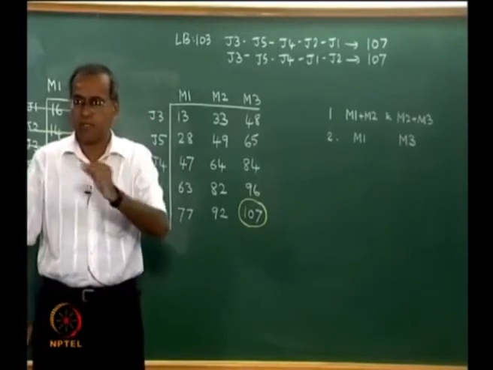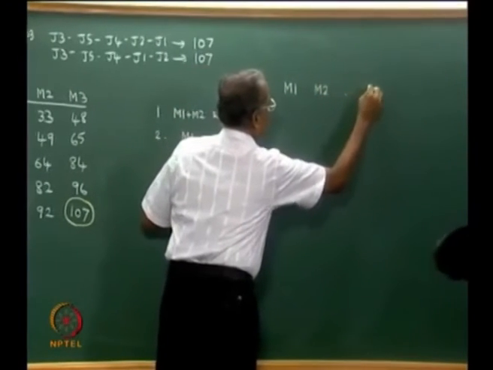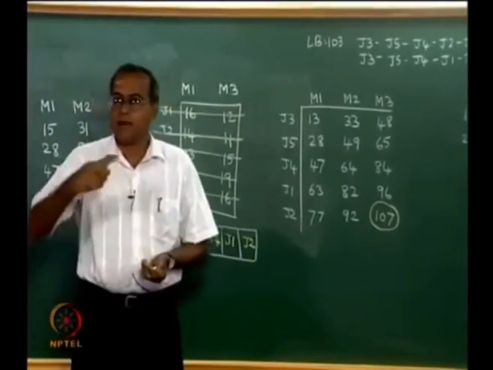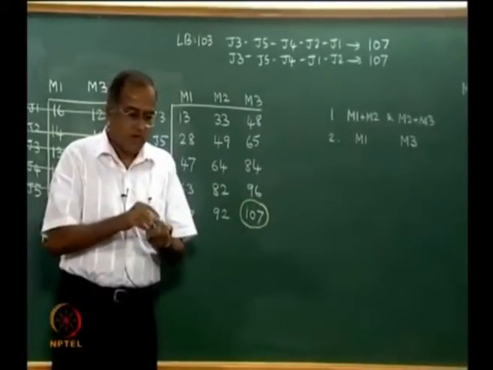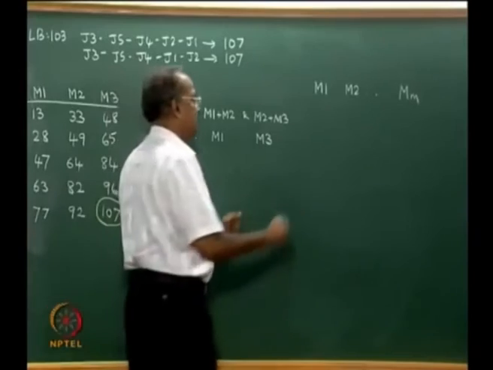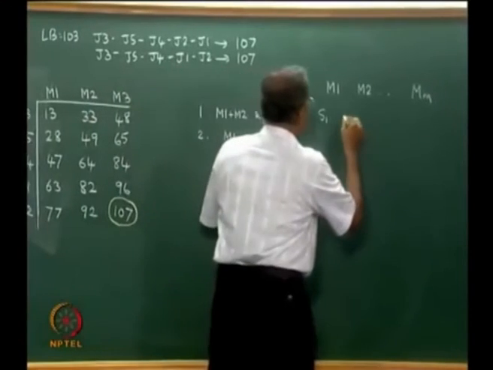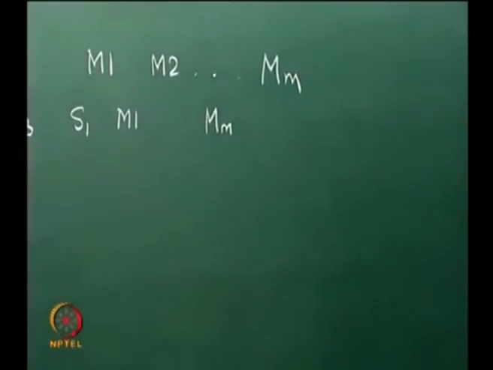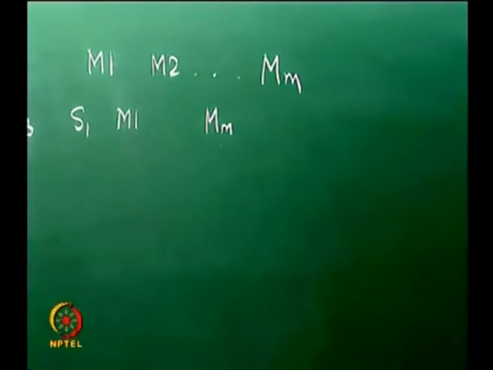So if we have M machines, we call them M1, M2, up to MM. Now we create M minus 1 sequences. For 3 machines we created 2 sequences. For general M machines we create M minus 1 sequences. Let us call sequence S1 as M1 and MM. Take the first machine, take the last machine, do a Johnson out of that.